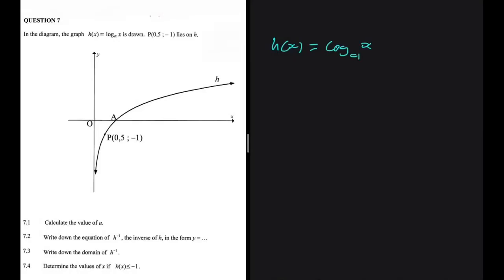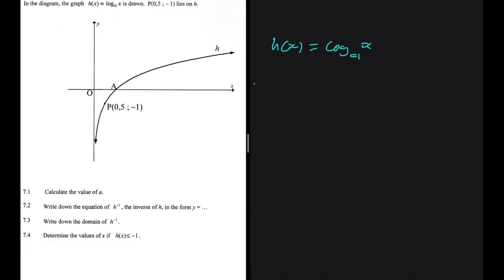Now h of x is equal to log of x base a, right? And then we have a point P that lies on our function h of x. And then the first question, 7.1, is saying let's calculate the value of a. We've already established that we have a coordinate P of which the x value is a half and the y value is -1, right? So in order for us to calculate the value of a, we're going to substitute this point P on our function h of x. So let me show you what I'm talking about. So for the y value, we're going to put -1, and this will be equal to log of x, where x is a half at the point P, and then base a.